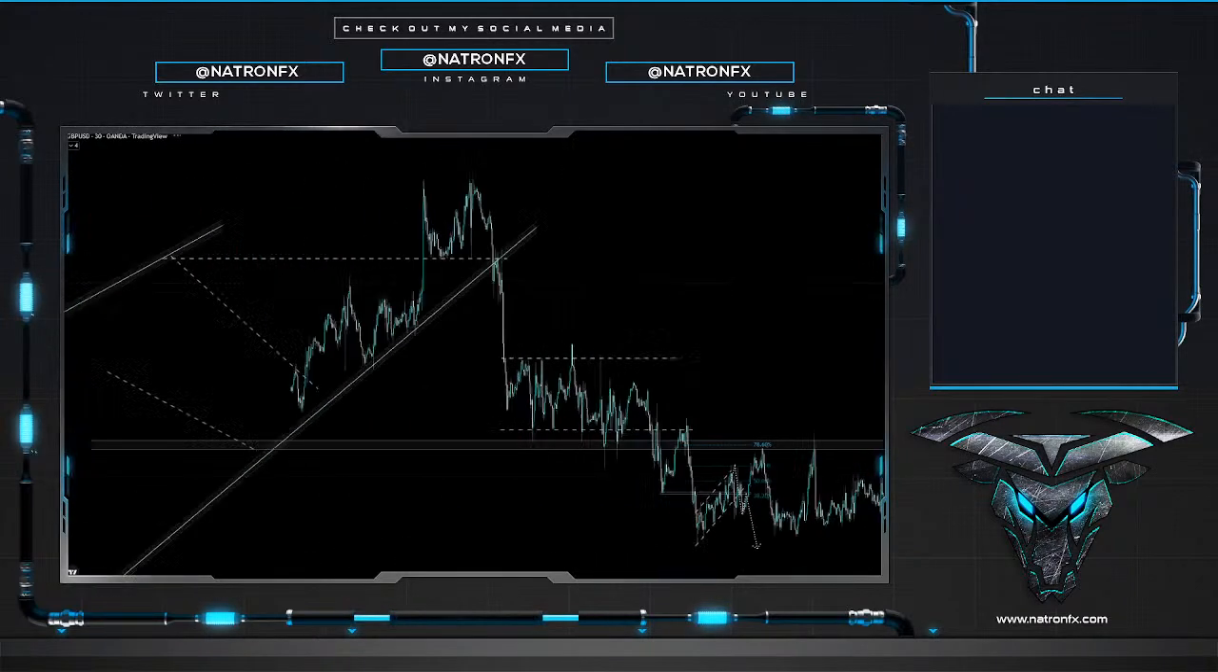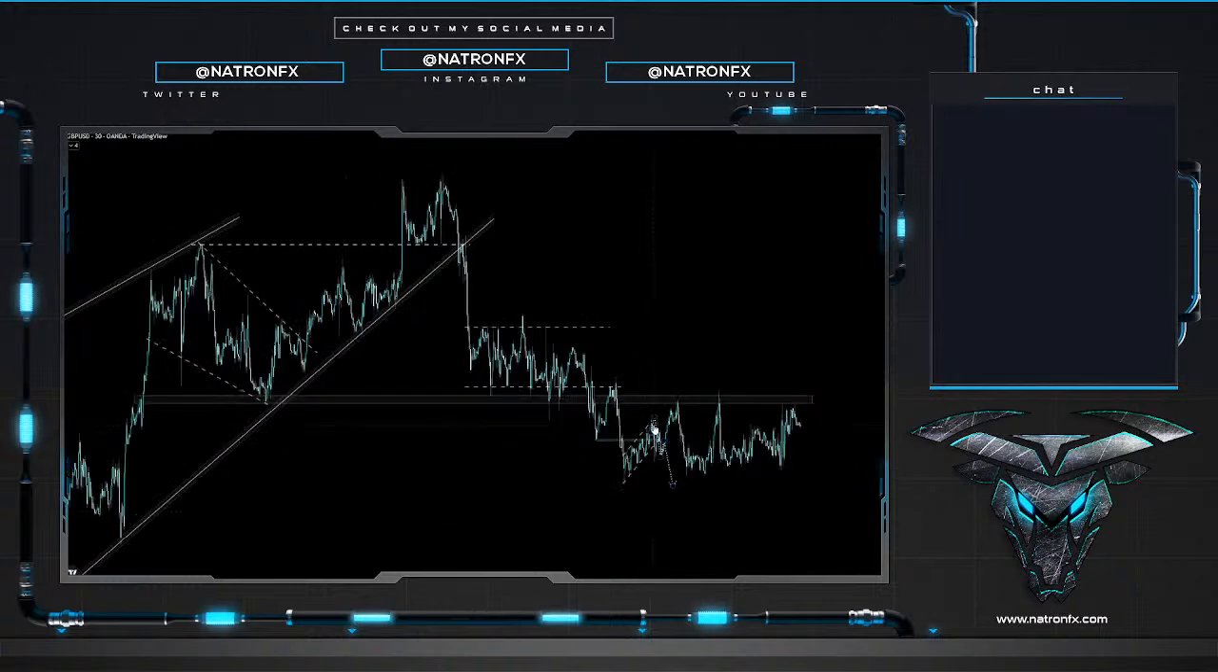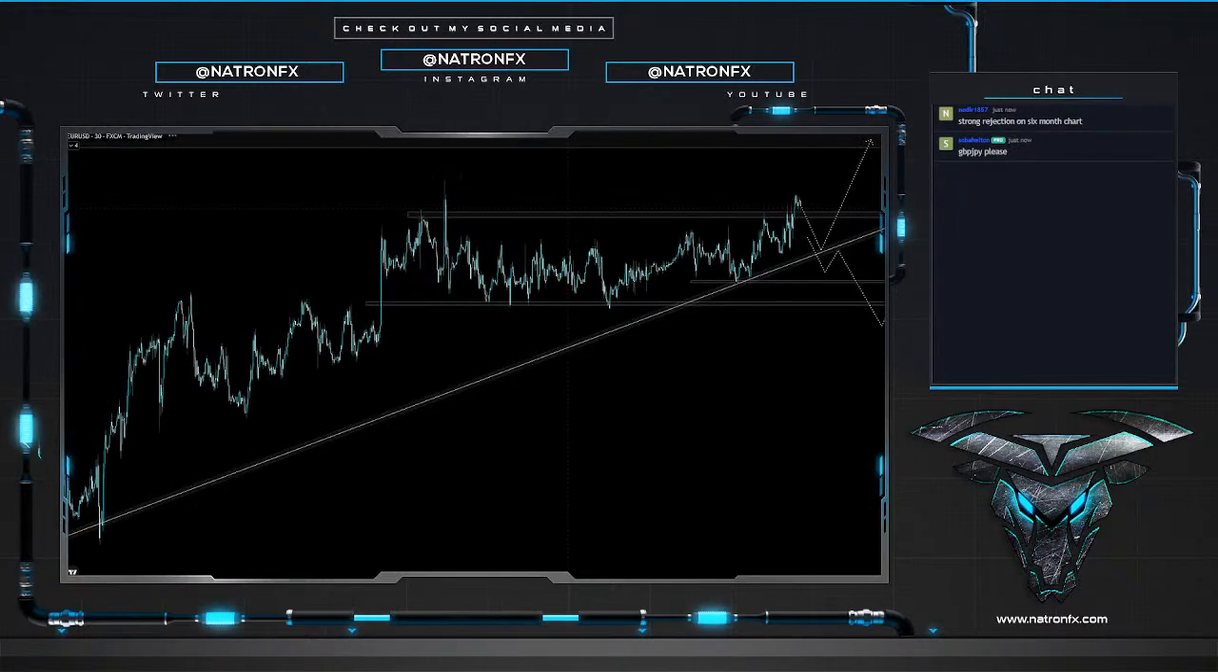All right. This has just been consolidating. The 6-month chart. Pound JPY, okay. Strong rejection on the 6-month chart. Let's see, real quick. Euro. 6 month.